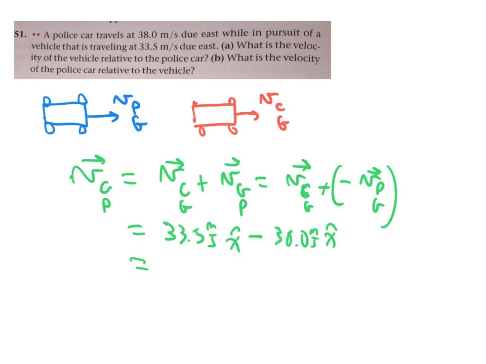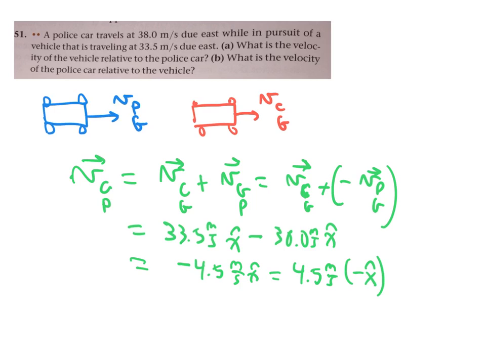And so we end up with minus 4.5 meters per second in the x-hat direction. Or if you want, it's 4.5 meters per second in the minus x-hat direction. So the police car sees the other car approaching at a relatively slow 4.5 meters per second. If you take the police officers as the reference frame, the other car is drifting westward, towards them. It's already east of them, so it must be drifting westward.